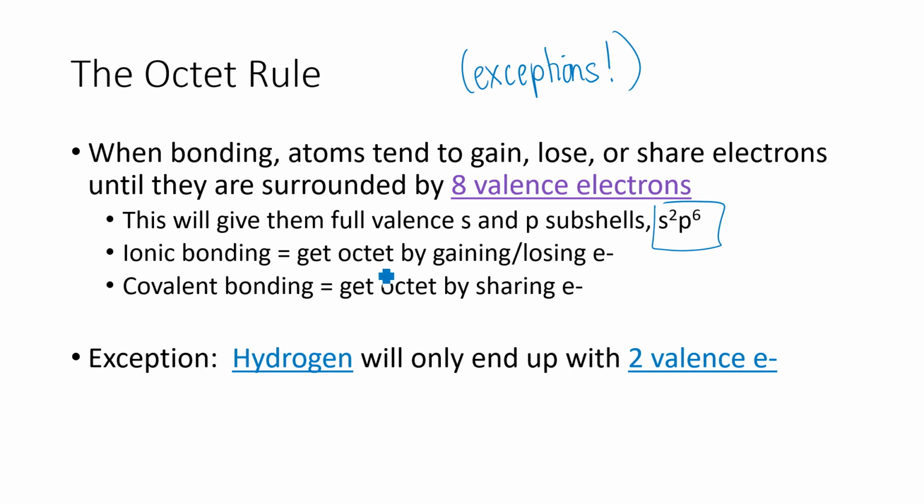And in ionic bonding, atoms will get an octet by either gaining or losing electrons, right, forming ions. In covalent bonding, atoms will get an octet by sharing electrons. The main exception to this octet rule is that first row. If you're looking at hydrogen, helium, all they have is a 1s, so they won't end up with an octet. They'll just end up with 2 valence electrons.